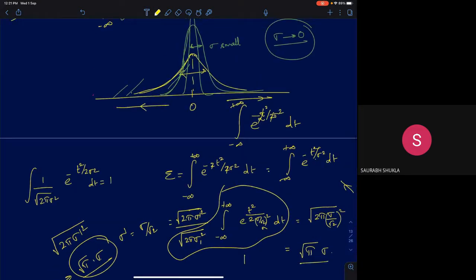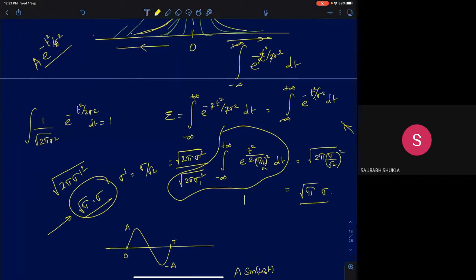Remember that I have very clearly defined the Gaussian pulse this way: e power minus t square upon 2 sigma square. This is my definition of a Gaussian pulse. I can always multiply it with some constant factor a. In that case, what will be the energy? What will be the energy if I multiply it by a? You just have to multiply this result by a square. That's it. So you will get a constant a square factor everywhere. We'll have to simply multiply this by a square.